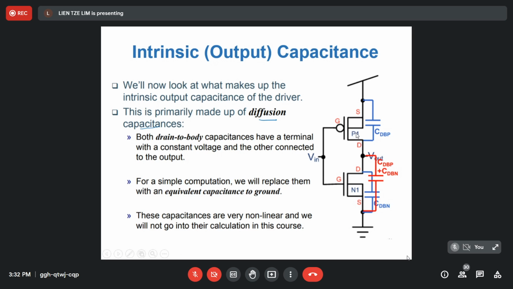You see here the diagram. This is also a CMOS inverter. In this CMOS inverter, at the PMOS, there is a drain-to-body capacitance. And also here at the NMOS, there is a drain-to-body capacitance. So the output, we all know, is connected at the drain terminals. So all the capacitances at the drain terminals, we call the output capacitance, or intrinsic capacitance.